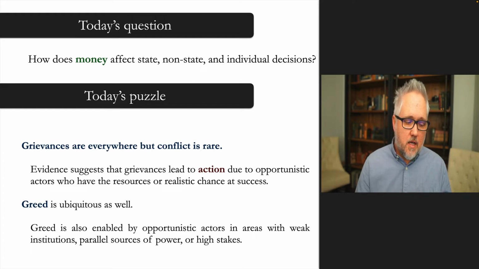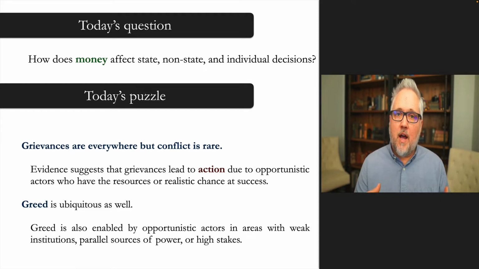And I think the puzzle we're going to focus on today is that grievances are everywhere, but conflict is rare. So why, if grievances are so important to understand conflict, is war not ubiquitous, especially as relative inequality has crept up since the 1980s? So that's puzzle number one. The research we're going to discuss today suggests that grievances lead to action by opportunistic actors that have the resources to start up the conflict and have a realistic chance of success, right? Grievances are potentially a necessary condition, but not a sufficient condition to lead to conflict.